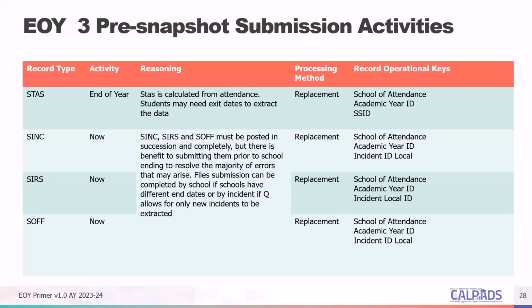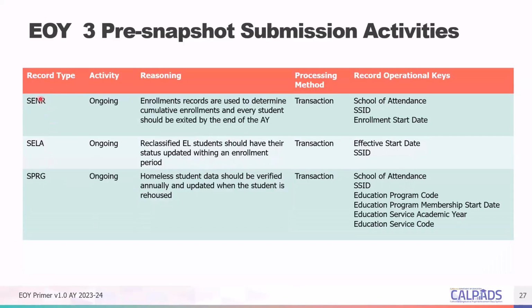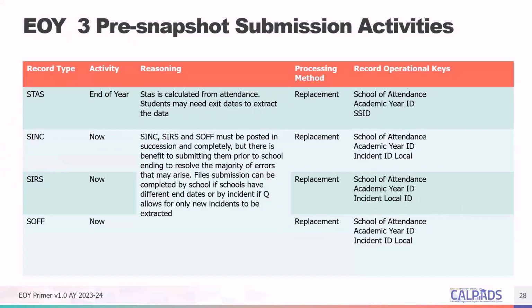So EOY 3 is a big data collection, but there's a lot that you can do now to report your incident data in SINC, SIRS, and SOFF files. Once you've reached end of year, you're able to begin work on the STAS file, and then we have ongoing work on the enrollment, English language acquisition, and program files. So there's quite a bit that can be done now to tackle end of year 3. And again, when you do begin submitting these records, please do check on the DDs page. Not every LEA will have end of year DDs populating now, but when you do submit records, it is important to check those for the most up-to-date version of your data discrepancy errors.